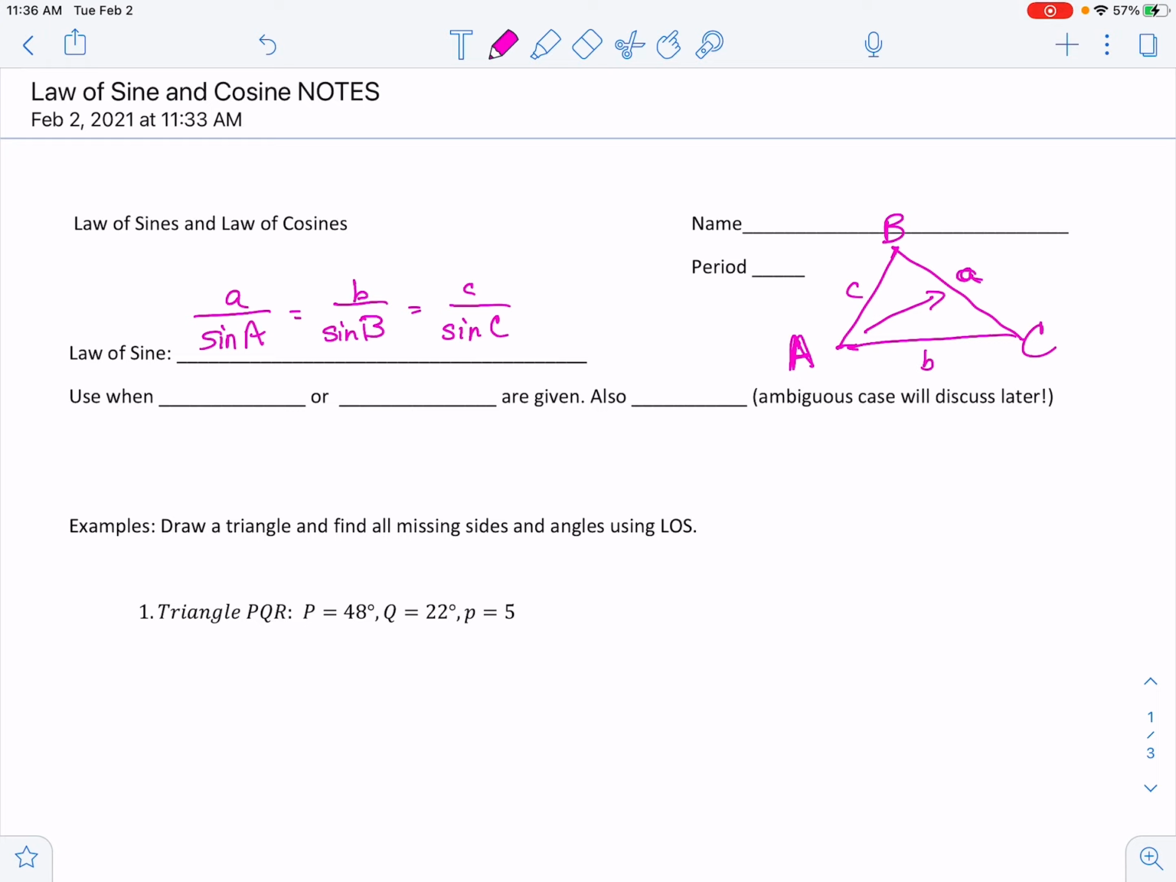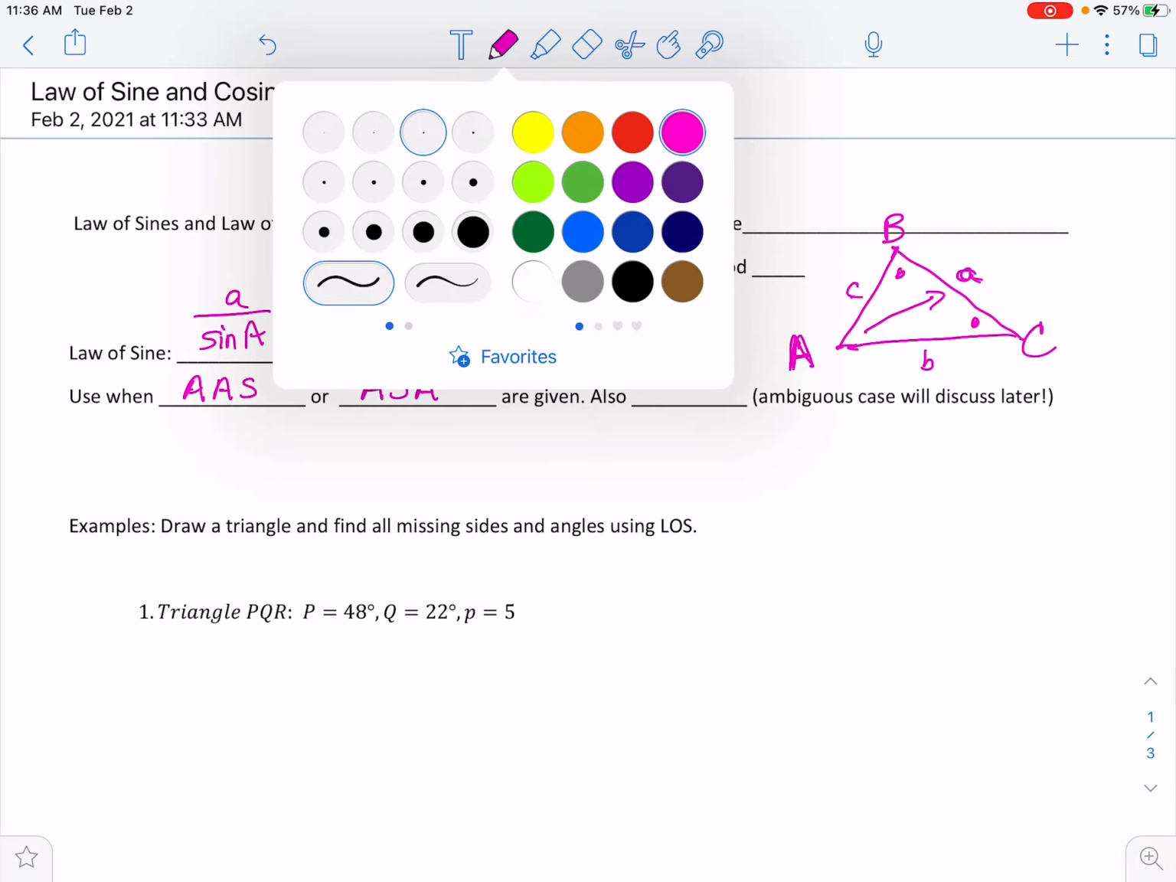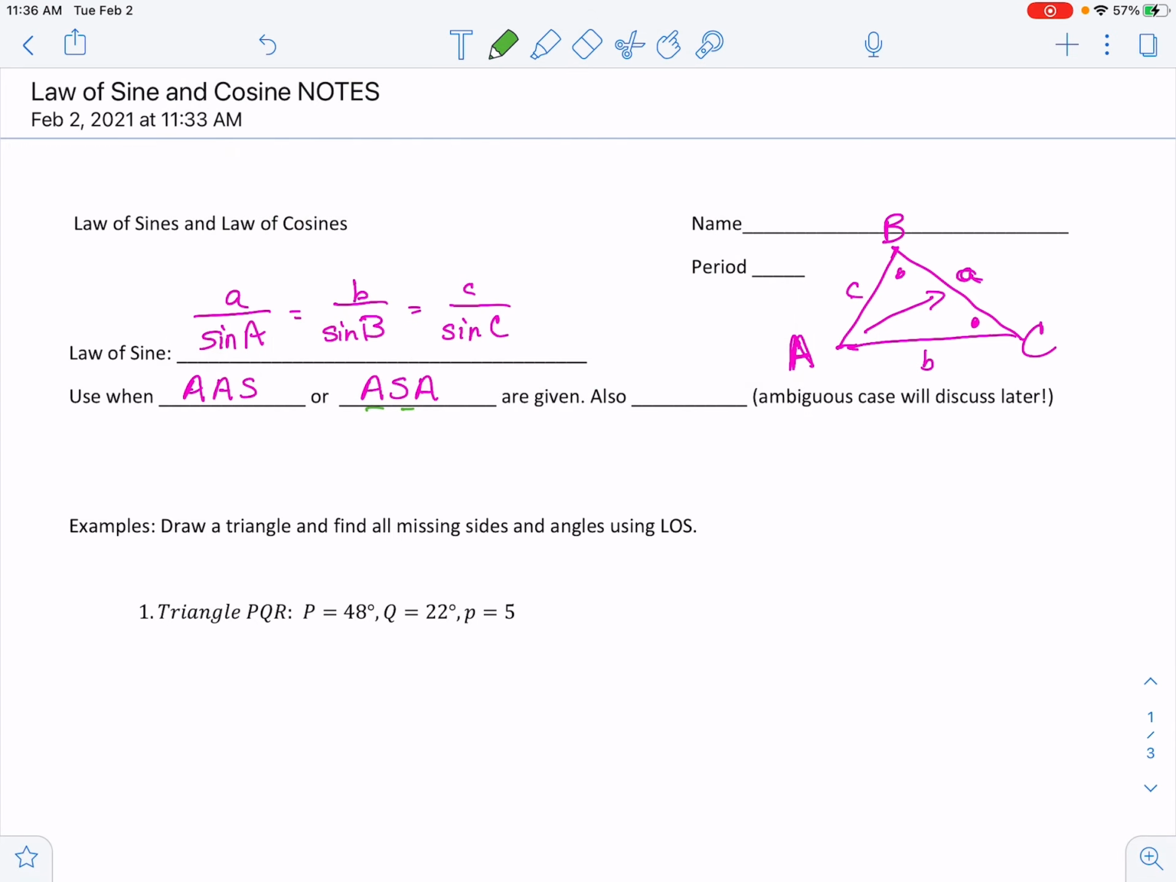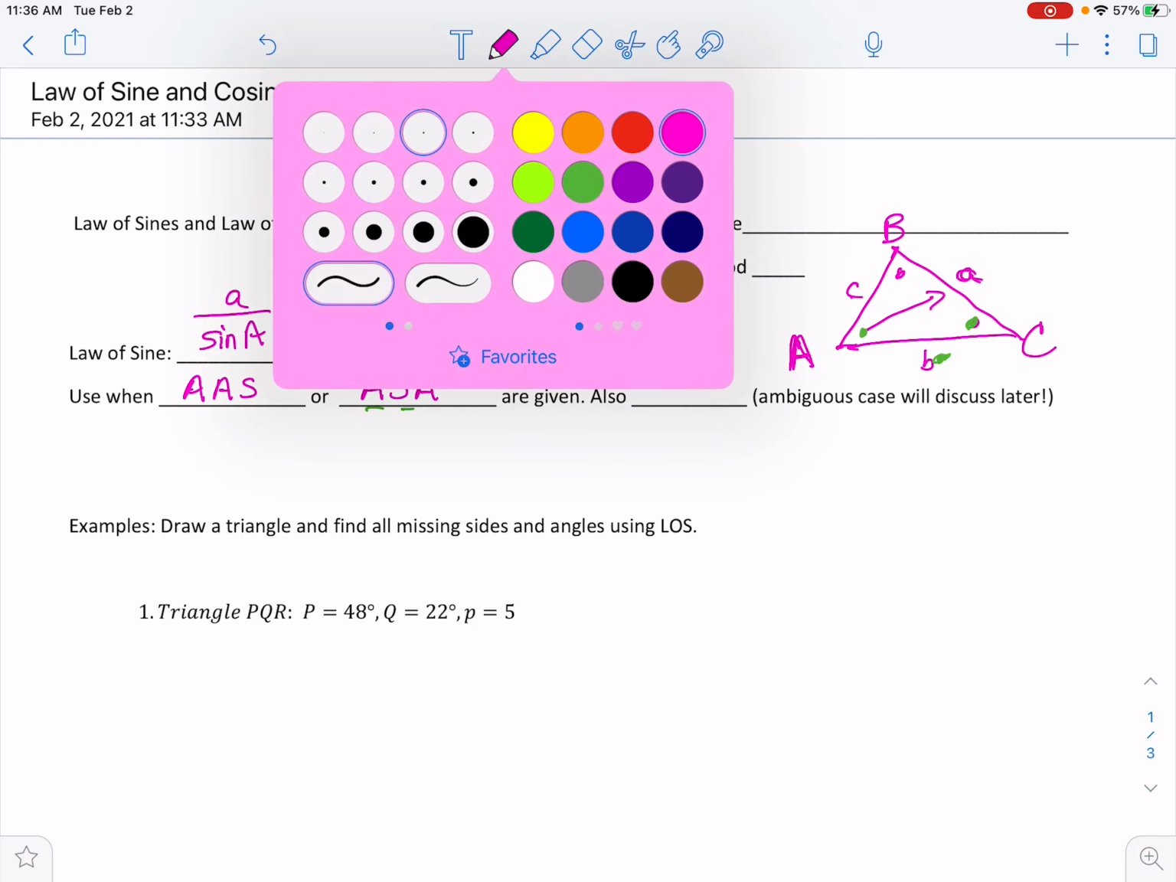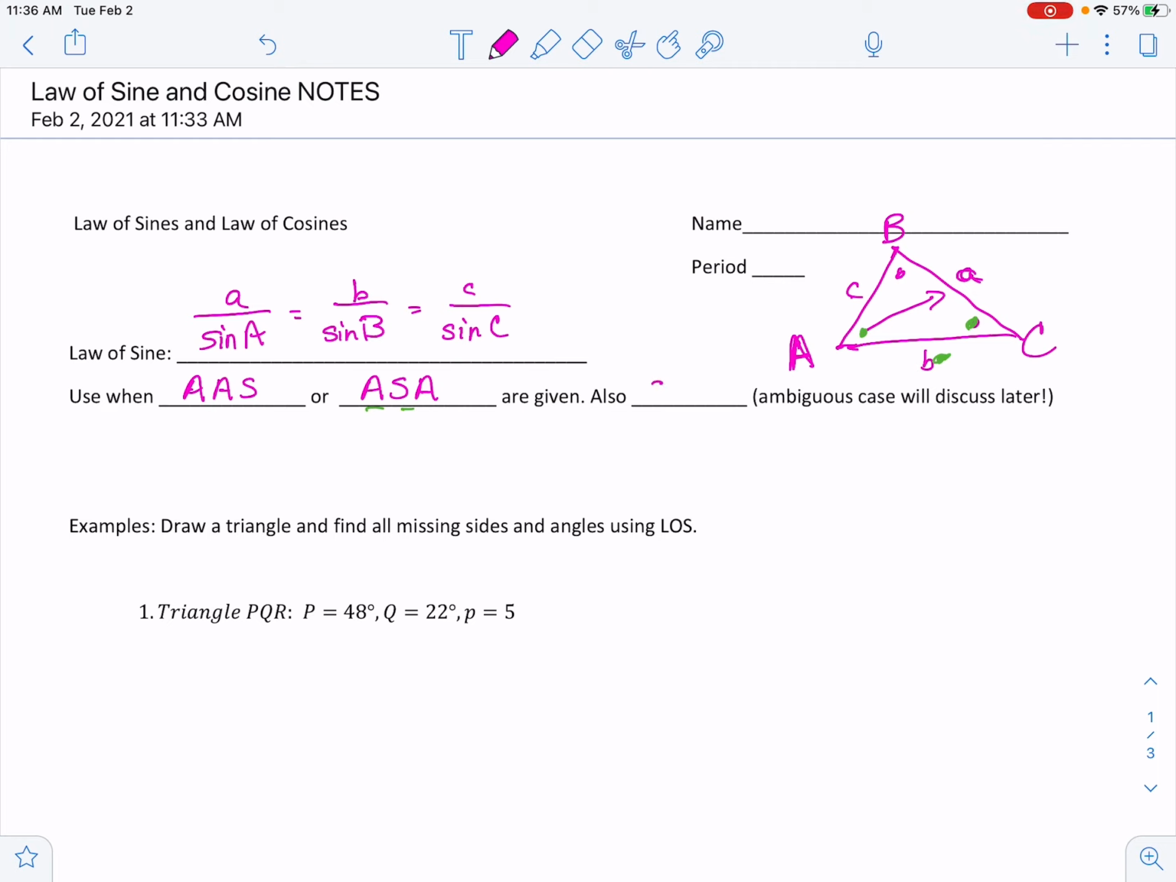You're going to use this law when you're given angle, angle, side, or angle, side, angle. You got to think back to geometry. The angle, angle, side is angle, angle, side. Angle, side, angle is angle, side, angle. They go in a row. You're working your way around the circle. Also, SSA, which is the ambiguous case, which is the next lesson.